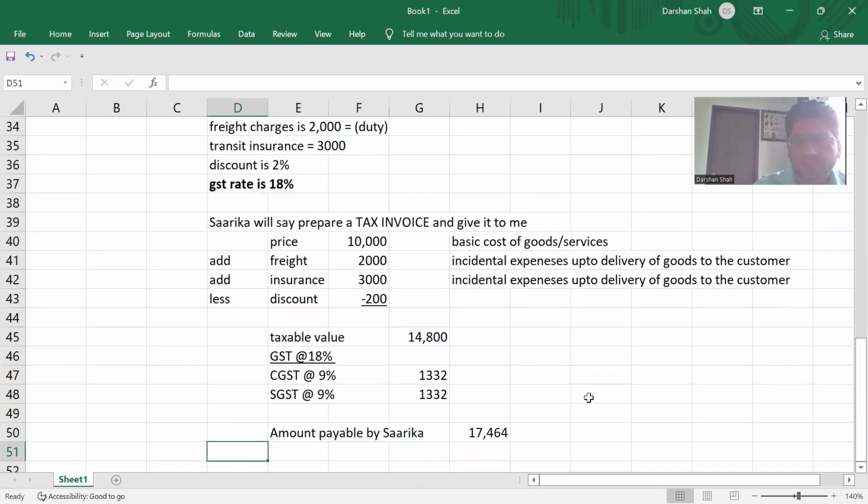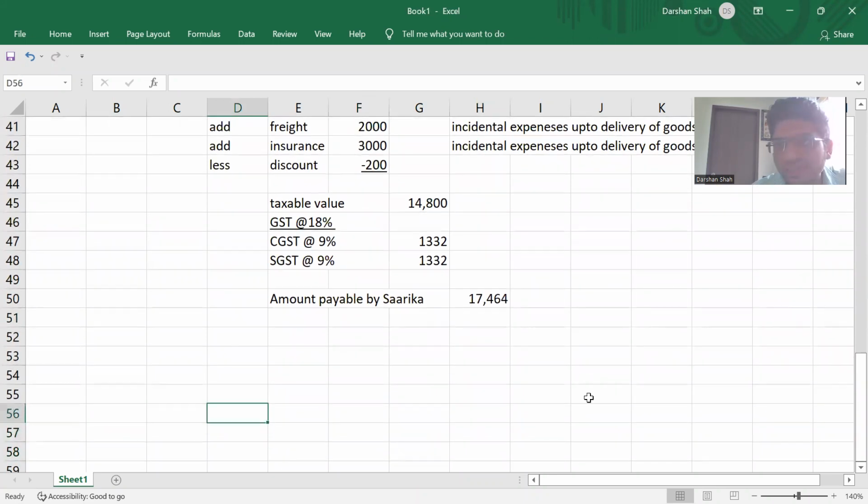See if this is clear. Is the whole example clear now? Yes or no?